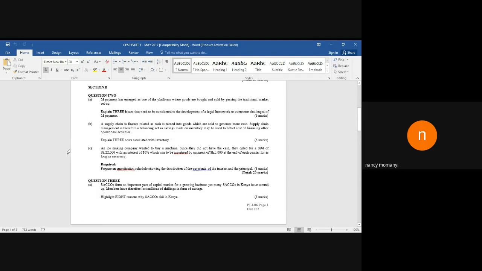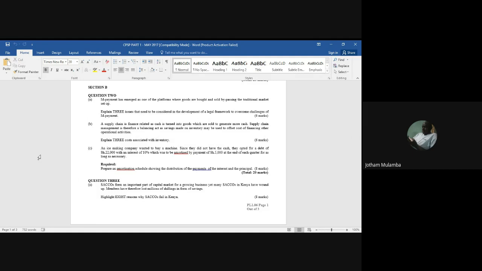An ice making company wanted to buy a machine. Since they did not have the cash, they opted for a debt of 22,000 shillings with an interest of 10%, which was to be amortized by payment of 5,000 at the end of each quarter for as long as necessary. Required: prepare an amortization schedule showing the distribution of the payment of the interest and the principal.